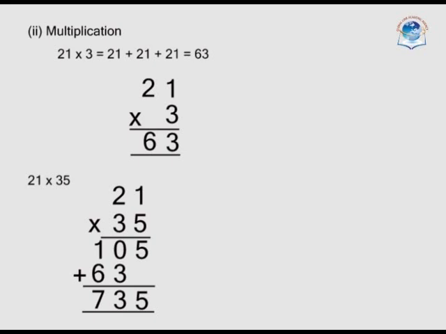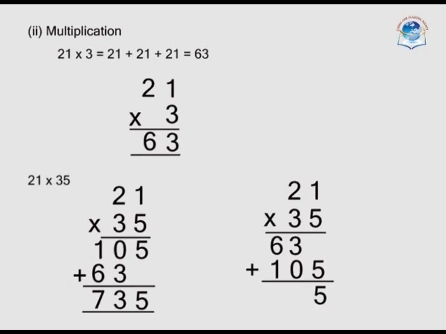We could also have started multiplying by 3. 21 times 35, so we have 1 times 3 is equal to 3. We write it here. Then 2 times 3 is 6 here. 1 times 5 is 5, we write it here. And lastly, 2 times 5 is 10 there. We add and get the same answer. Notice that 21 times 35 is the same as 35 times 21.